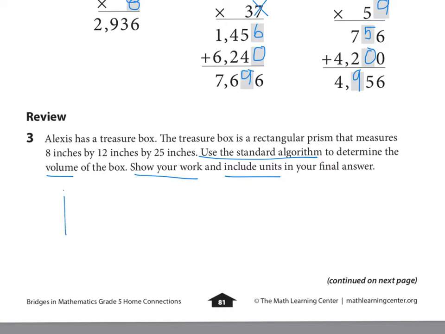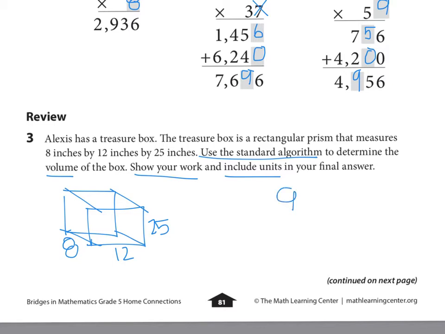So if you want to help visualize this problem, we're finding the volume of a rectangular prism. That is 8 by 12 by 25 units. So we need to multiply. I know 8 times 12 automatically is 96, so now I just need to multiply 96 times 25 using the standard multiplication algorithm. 5 times 9 is 45, plus 3 is 48.